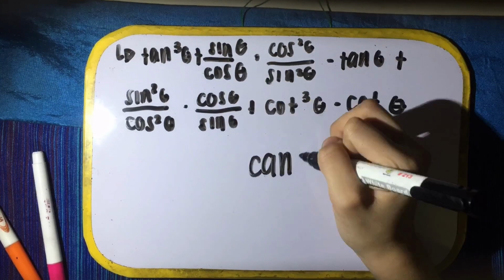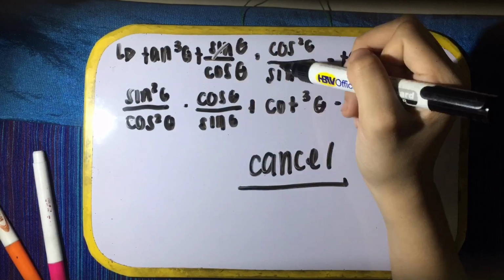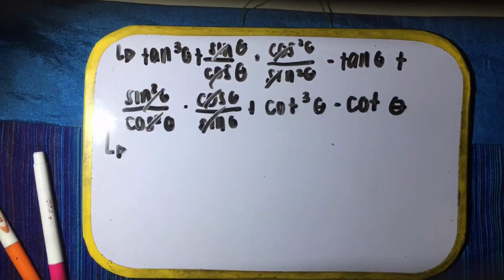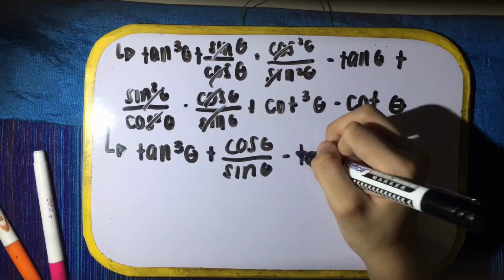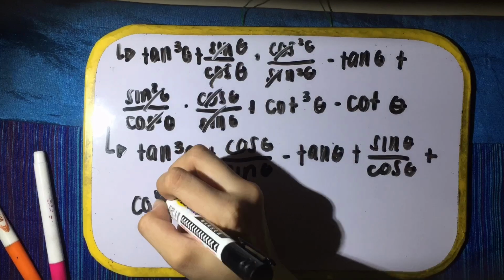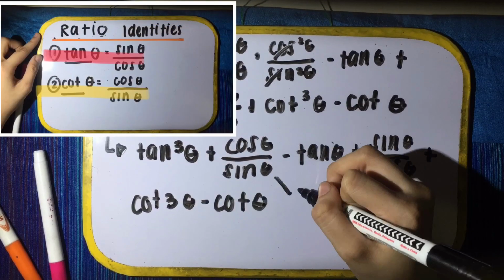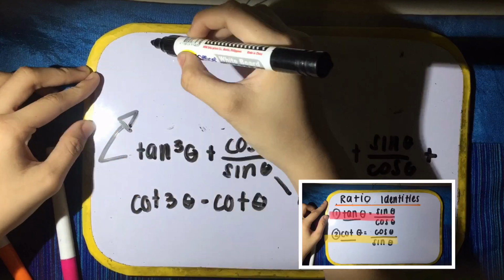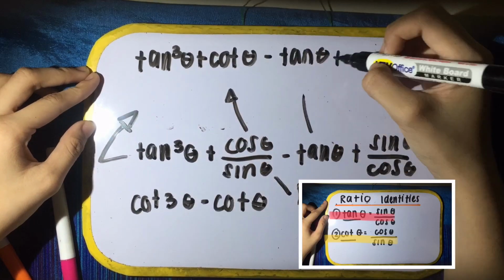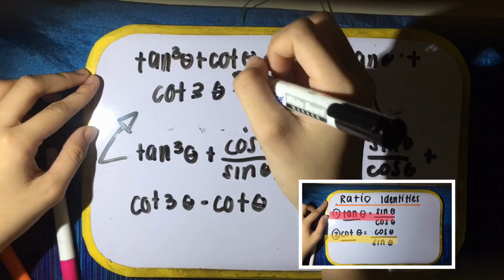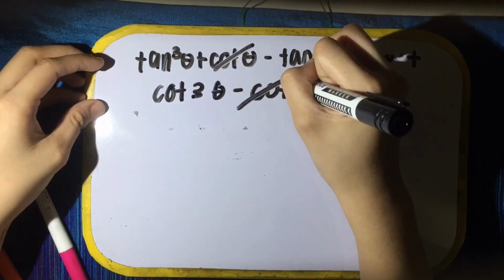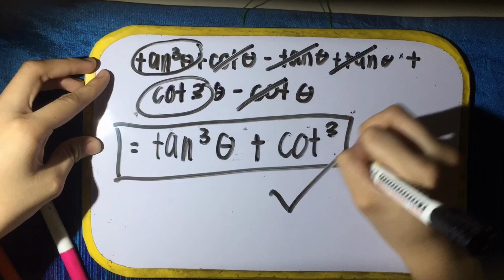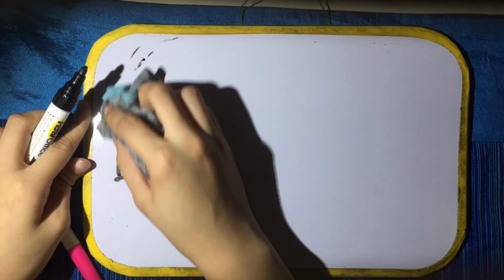We can cancel the numerator and denominator with the like terms. We will use ratio identities in this process, so tan beta will be sin beta over cos beta and cot beta will be cos beta over sine beta. So, tan cube beta plus cot cube beta, minus tan beta plus cot cube beta minus cot beta cancel, and then combine like terms and it will become equal to tan cube beta plus cot cube beta.